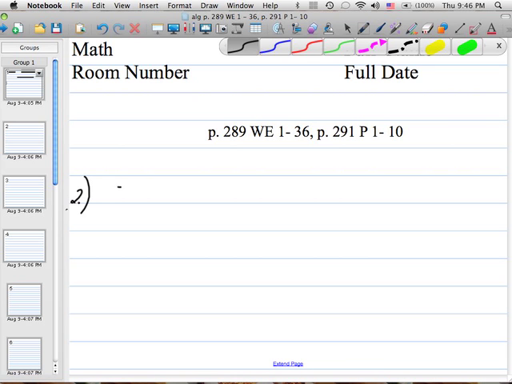So 2 is 55 to 33. I'm just going to leave it in that form. So we can divide both parts by 11, so we get 5 to 3.